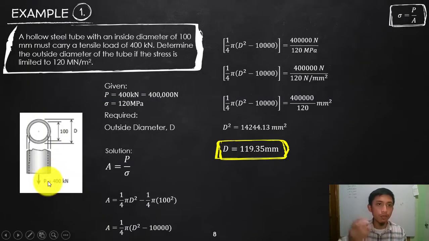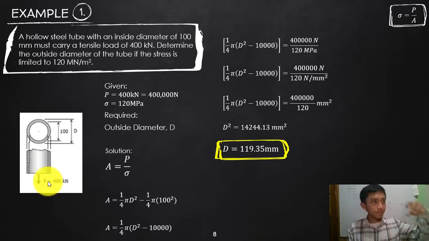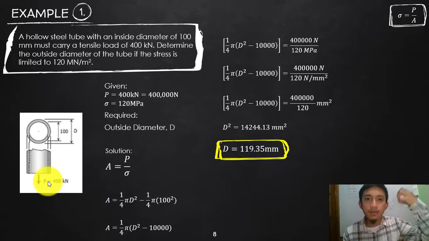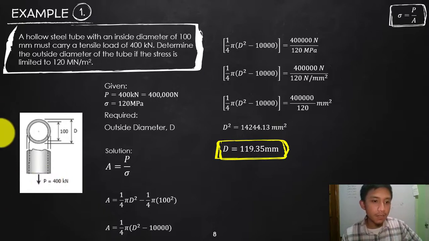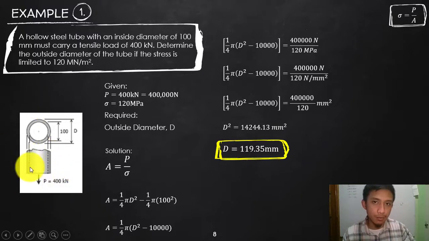However, if you try to recall your rigid body mechanics, the material should exert an equal resisting force or reaction force to the external force for that to be in equilibrium. So if your P there is external, that should also be the internal, because there are no other forces applied on that steel tube. So your 400 here should also be our P, which is the internal. And then we will limit ourselves to a normal stress of 120 meganewton per meter squared, or that is megapascal.